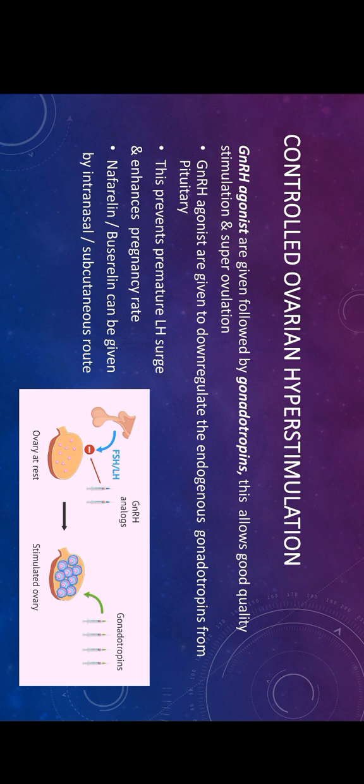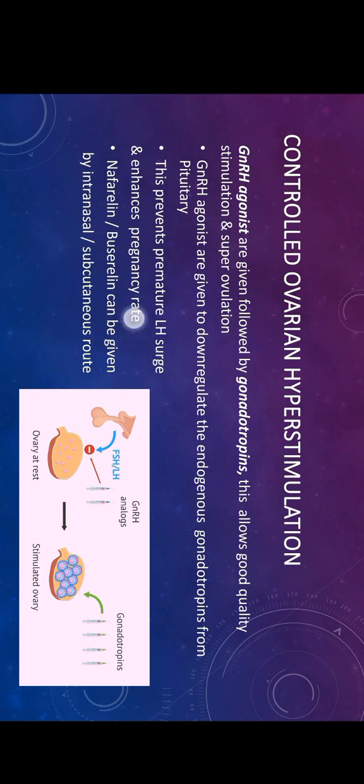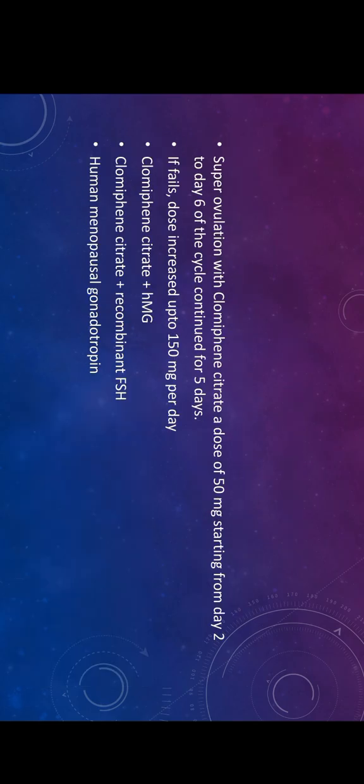GnRH agonist acts by downregulating the endogenous pituitary gonadotropin secretion. This prevents the premature LH surge and enhances the pregnancy rate. It is more important in PCOD. Nafarelin and buserelin can be given by intranasal or subcutaneous route. Superovulation can be induced by clomiphene citrate or a combination of clomiphene citrate with human menopausal gonadotropin, or human menopausal gonadotropin can be given as such, or clomiphene citrate combined with recombinant FSH.